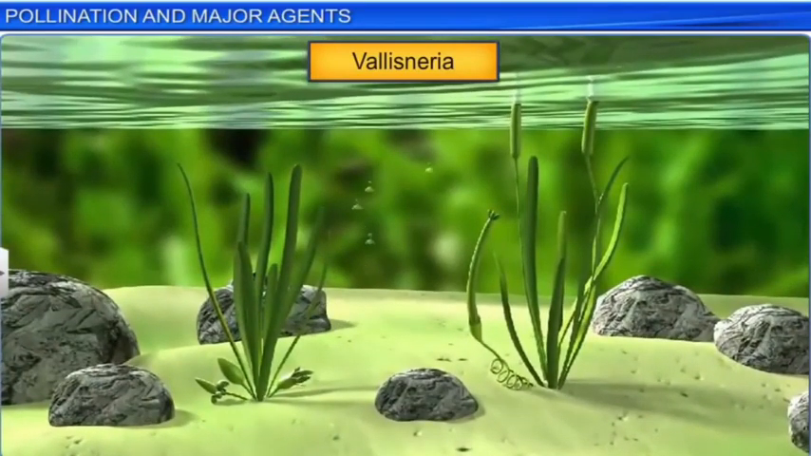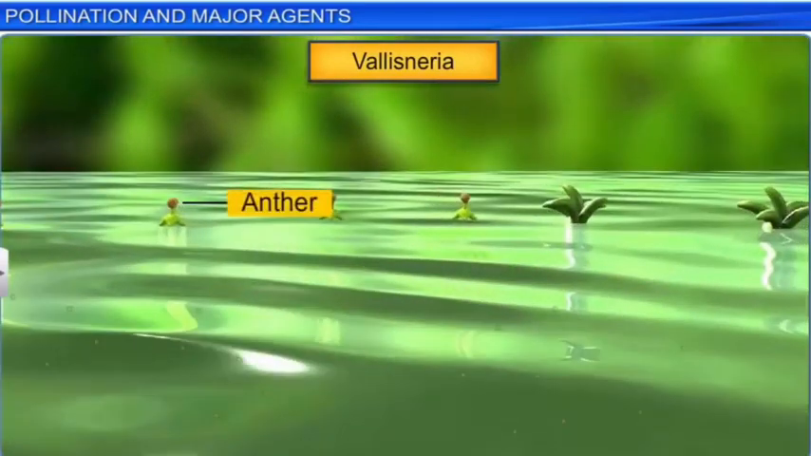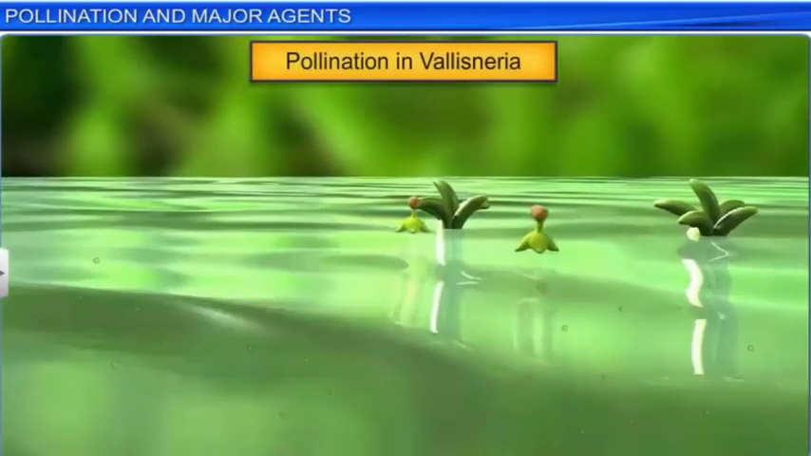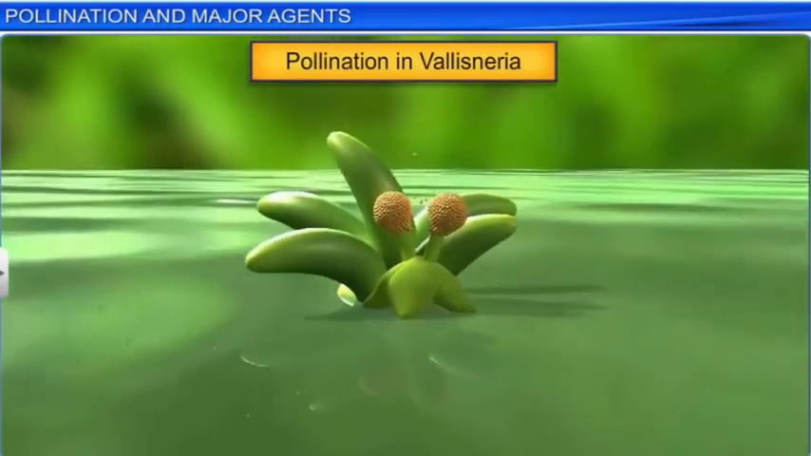Upon maturing, the buds rise to the water's surface and open up to expose the anthers. Pollen released from the anthers is carried by water currents, where some of them eventually come in contact with the stigma.